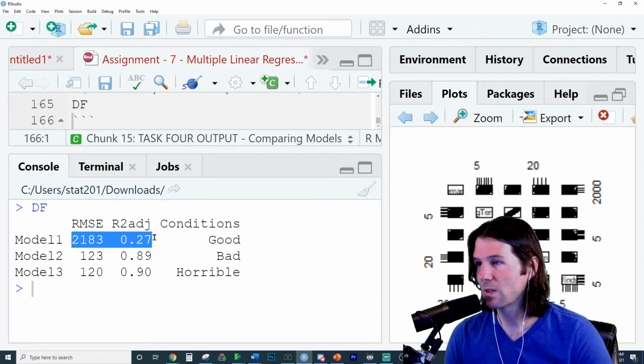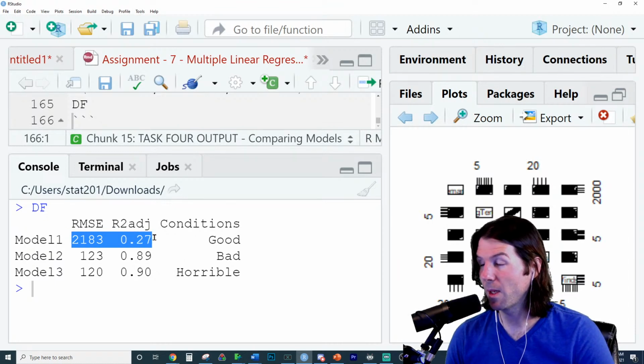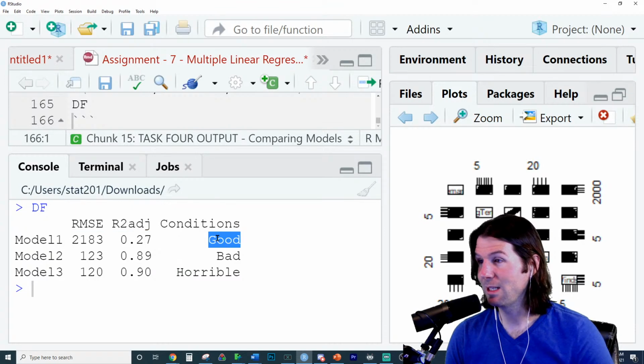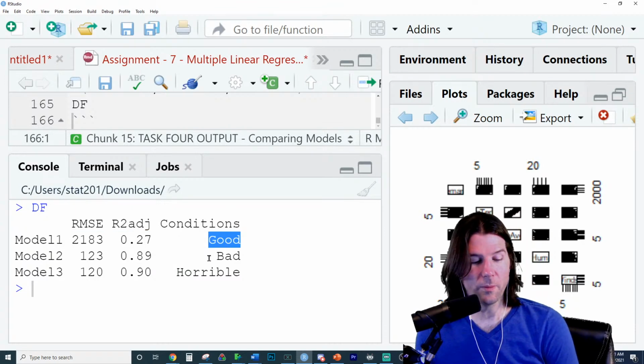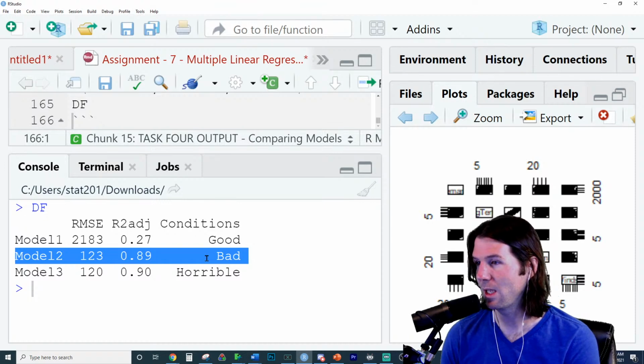It has a huge typical miss, and when we adjust for how many variables are in the model, it does way worse. But the model passes conditions, apparently, or does pretty well. So I'd probably go with model 2, and that's kind of the reasoning I would take. Does that make sense, Kayla?